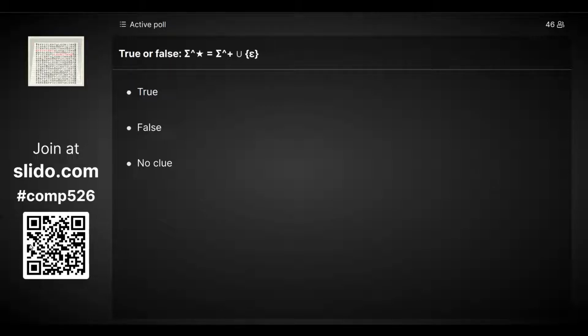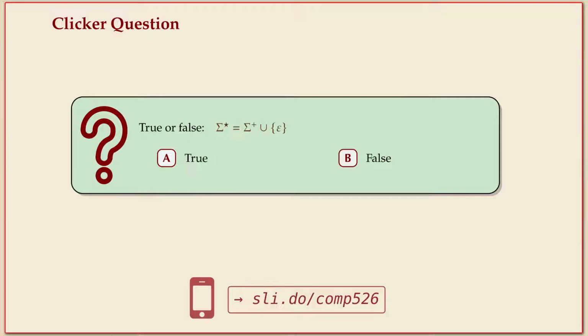leave it with 46. Most of you seem to know that that's the same, and that's true. Just to recap, so this is the set of all strings, including the empty one, so you can write this as non-empty strings and the empty string. All right.